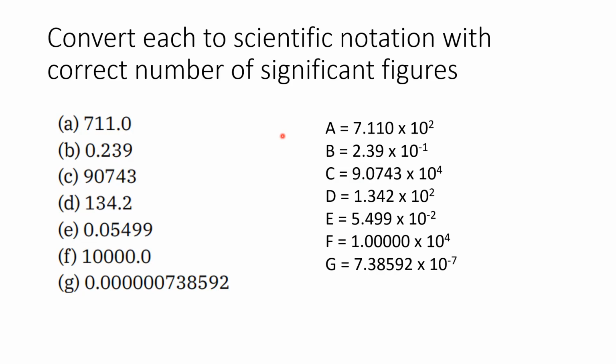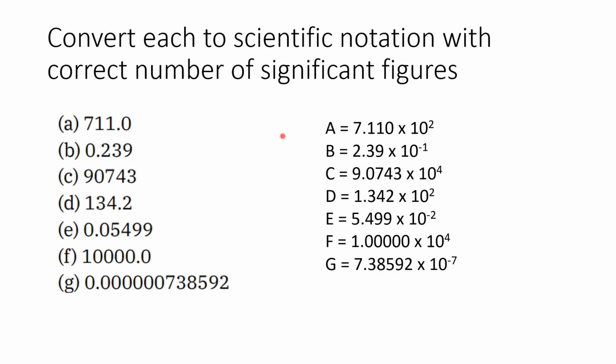90,743. All of those digits are significant, so we'll have all of them in the scientific notation. And we have to move that decimal over 4 to get to that number. So that's why that's the exponent. Same thing with 134.2. We only have to move the decimal over 2 in this case, though. So that's why we've got a smaller exponent than we did for letter C. Letter E we already saw.